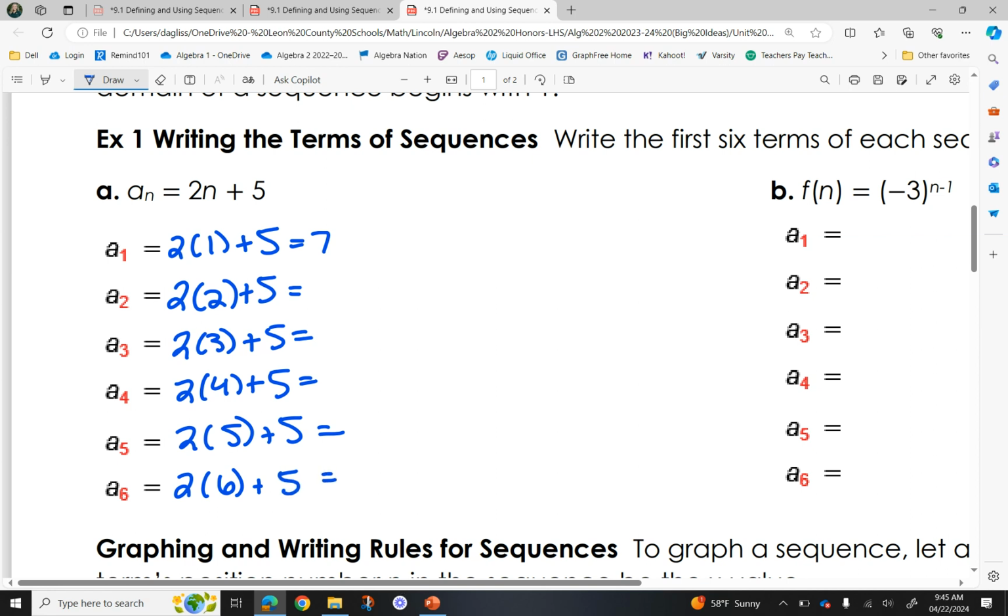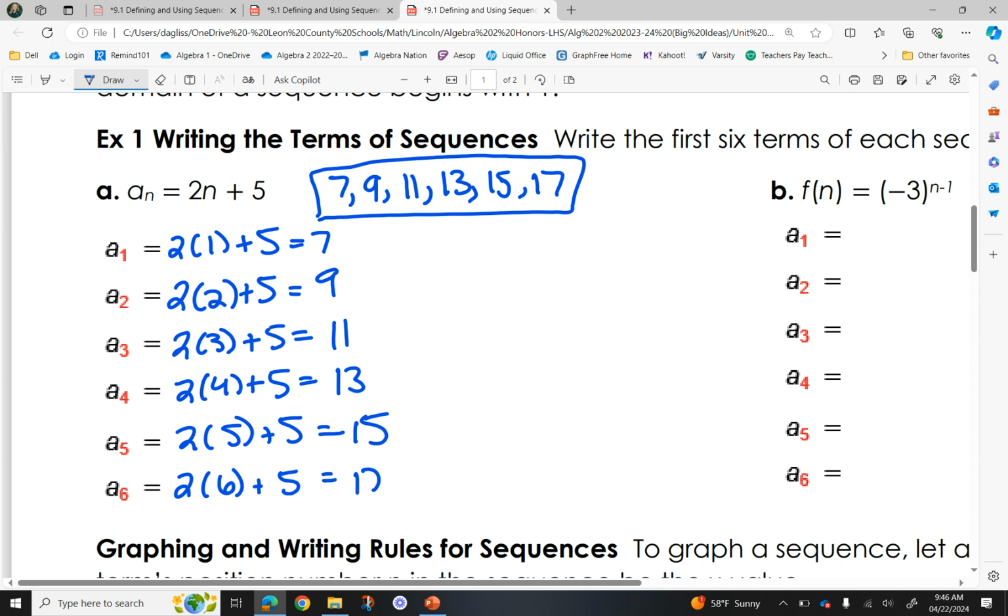So when my n is 2, what's my outcome? 9. How about when n is 3? 11. When n is 4? 13. When n is 5? 15. And when n is 6? 17. So my first 6 terms are going to be 7, 9, 11, 13, 15, and 17.